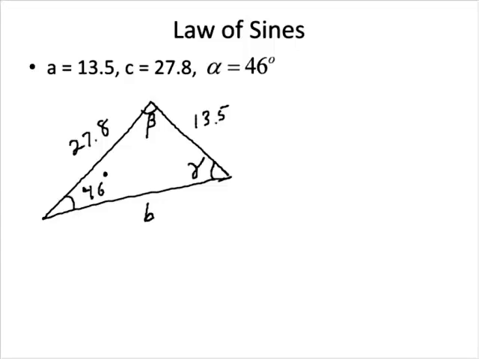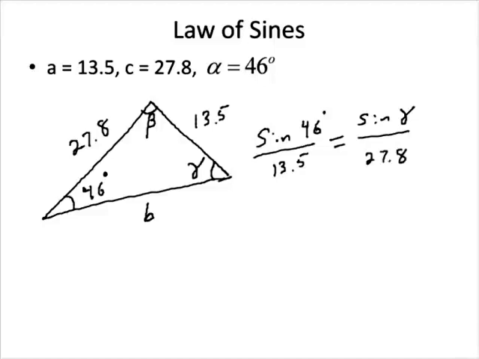Alright, so the law of sines tells me that if I take the sine of alpha, which is 46 degrees, divided by the length of that side opposite, 13.5, that should be equal to the sine of gamma divided by the length of the side opposite that, which is 27.8. Now why didn't I use sine of beta? Well, because I didn't know the length of side B. I have to know one of the 2. I'm going to solve this by cross multiplication. In order to find sine gamma, I'm just going to multiply sine of 46 times 27.8 and divide by 13.5.